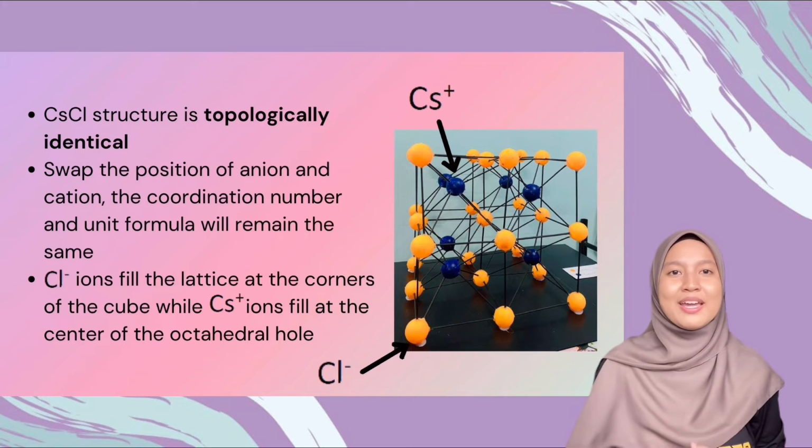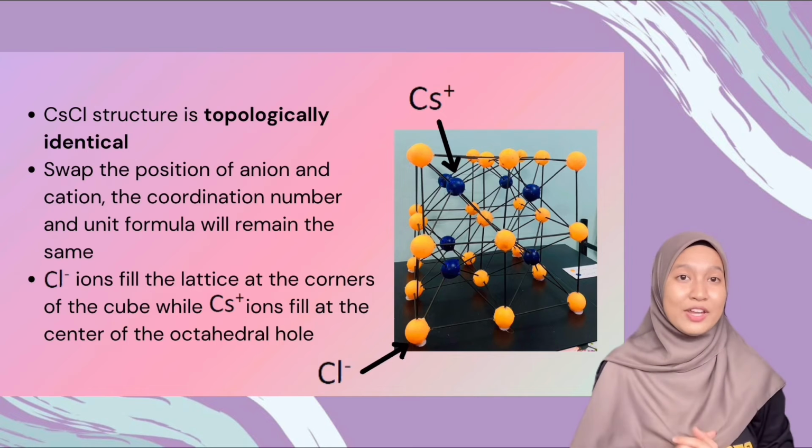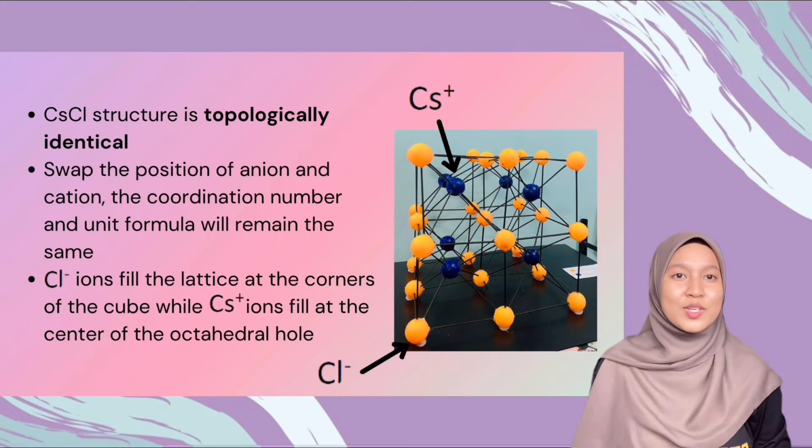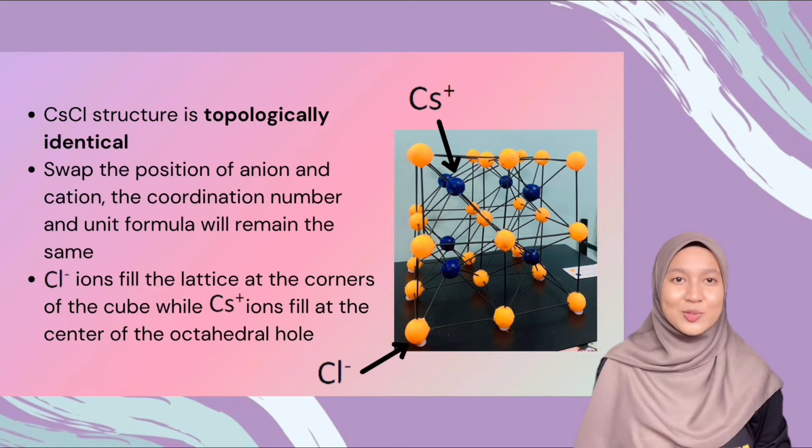So this is what is meant by topologically identical. When we swap the Cs and Cl, the values remain the same. So that's all from me. I will pass the presentation to Kirtana.